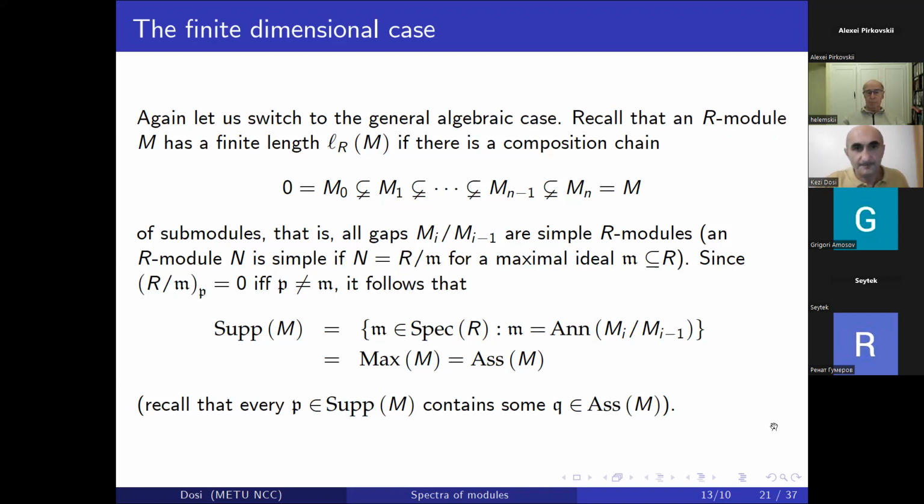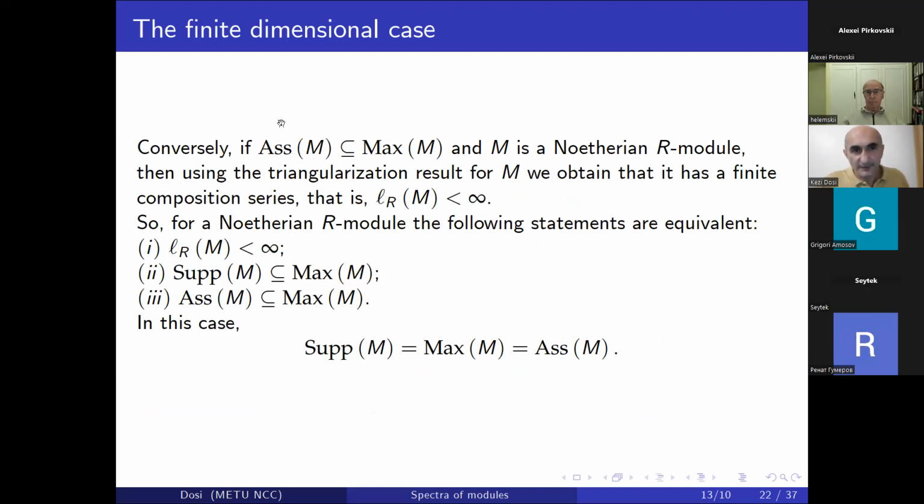Now you will see. Okay, conversely, if the associated primes consist of maximal ideals and M is a Noetherian module, then you can use that triangulation result for M. You will see that that chain is actually a composition series. So that means the module has a finite length. So for a Noetherian R module, the following statements are equivalent. M has a finite length. The support consists of maximal ideals. The associated primes consist of maximal ideals. All these three statements are equivalent. In this case, look, we have this nice equality: support, maximal, associated primes, they are the same.